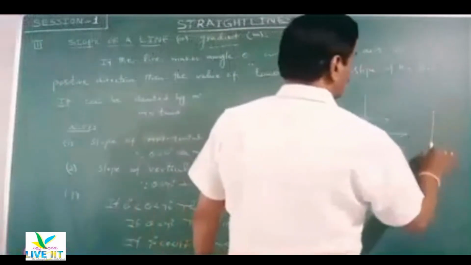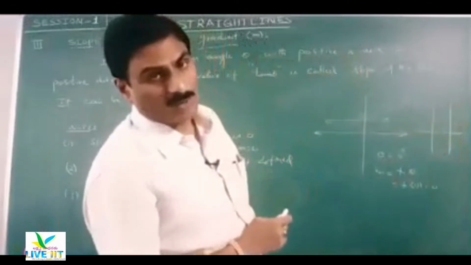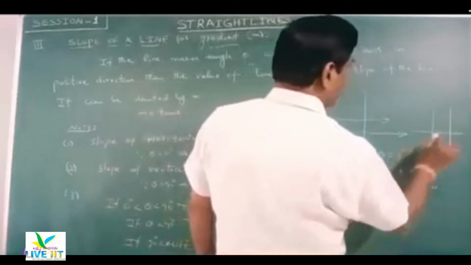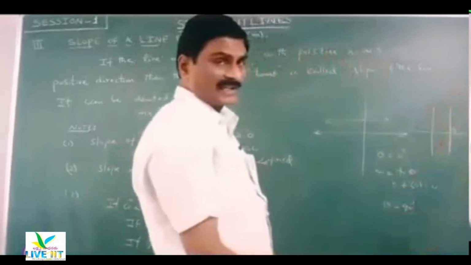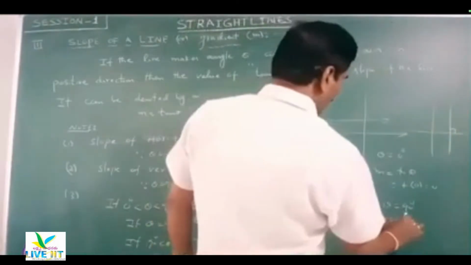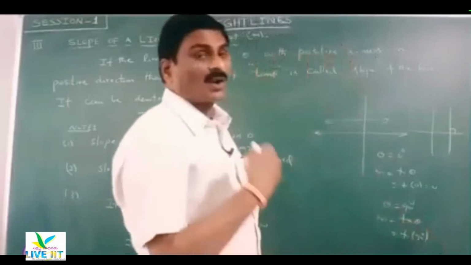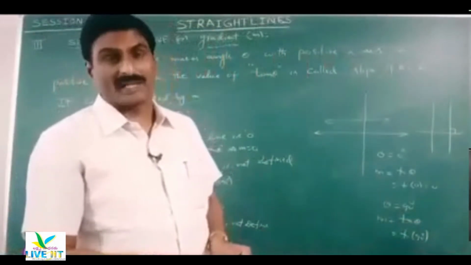Okay. Next, what is the slope of vertical lines? The vertical line is nothing but the y-axis, or the lines which are parallel to the y-axis are said to be vertical lines. What is the angle of inclination in this case? Theta is equal to 90 degrees. The angle between the positive x-axis and this vertical line is 90 degrees. So slope m is equal to tan theta, which means tan 90. What is the value of tan 90? Infinite. That means not defined. The slope of the vertical line is not defined.